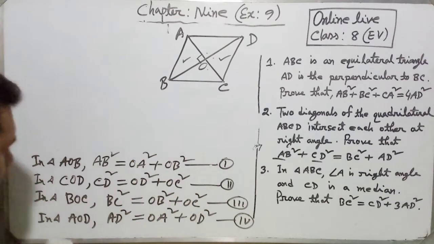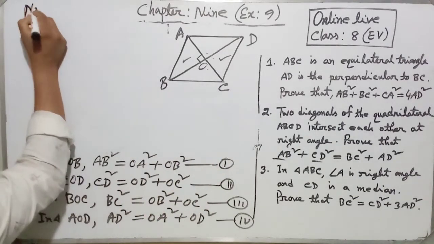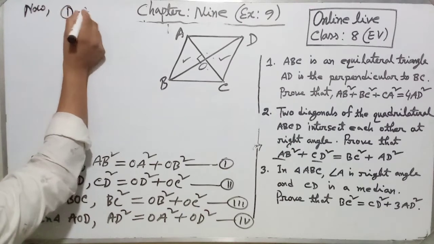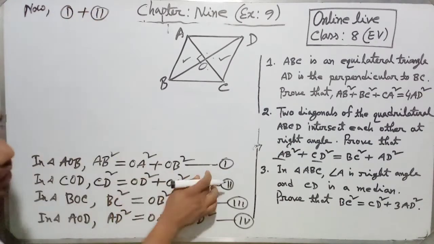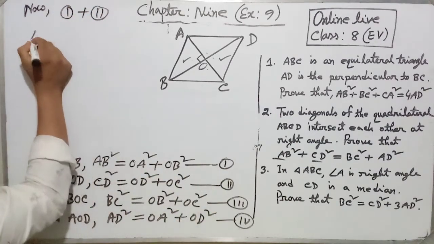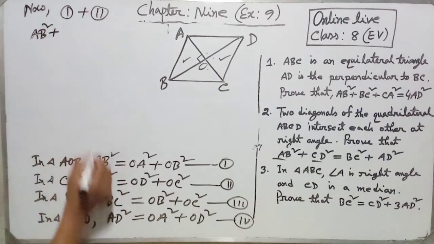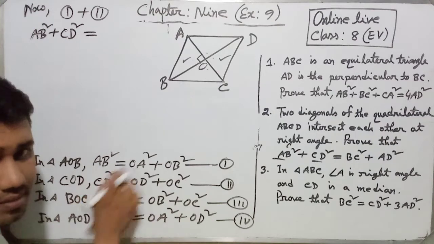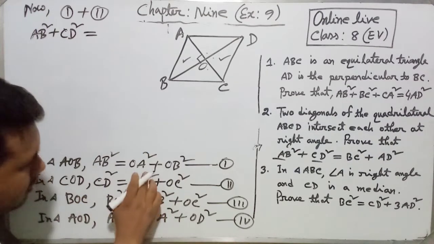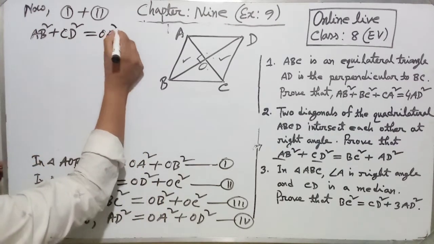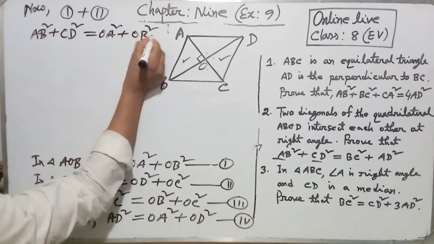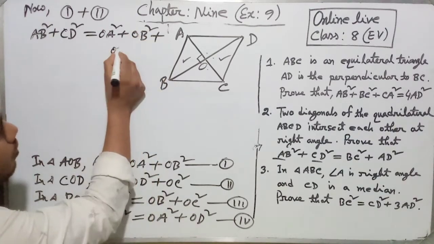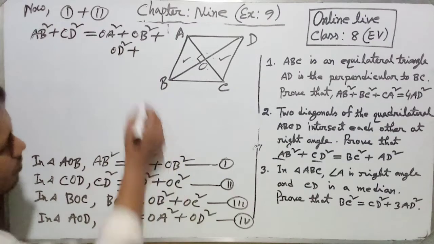Now dear student, we can write now equation 1 plus 2. If we add, then it will be AB square plus CD square. Left and left will be plus, and right side will be plus. Now it will be OA square plus OB square plus OD square plus OC square.